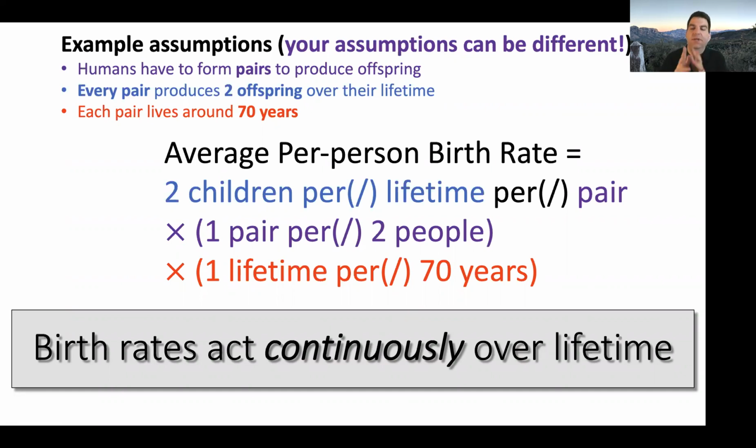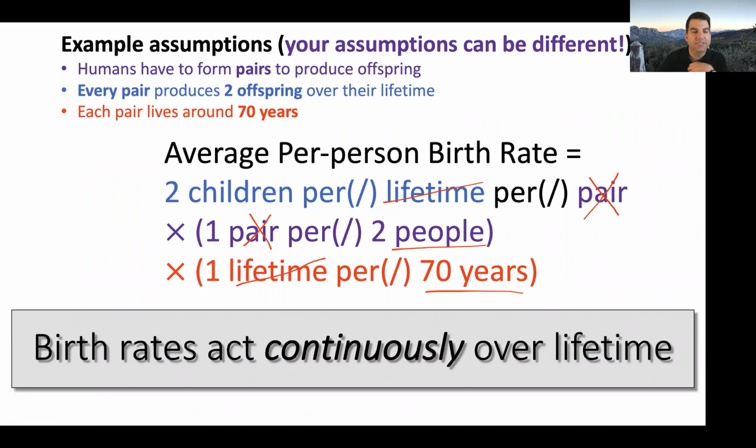Okay, so what I'm going to do next, I'm going to hit next on these slides, and what we're going to see is a bunch of these extra units popping off as they get canceled. So if I just turn on my pen here, I'm going to see that lifetime here is going to cancel with lifetime down here, so that I'll end up getting a 70 in the denominator. And this pair here is going to cancel with pair here, so that I end up getting a person or people in the denominator.